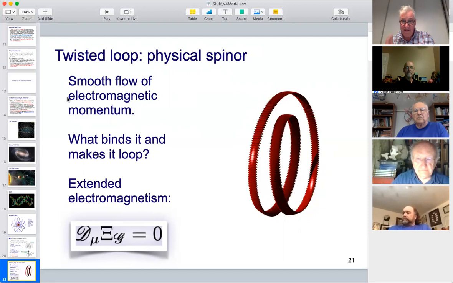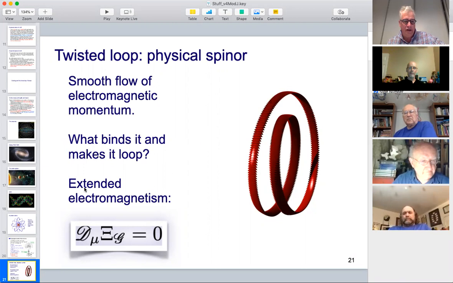But what can do that is a minimization of energy by field cancellation, which I'll show you, or I have shown in some of the other talks which are up on Quicycle. So the question of what binds it and what makes it loop, which we didn't know in 97, is now answered by an extended electromagnetism, which was 2014 work of Martin and mine.